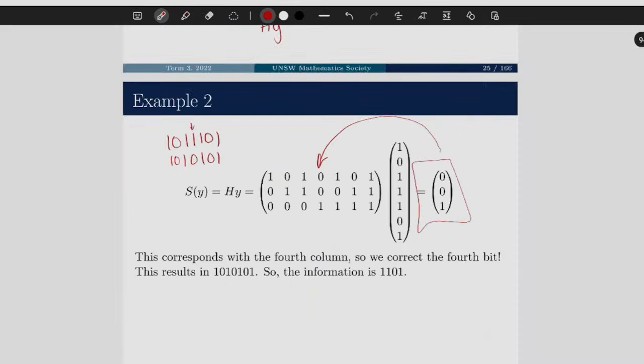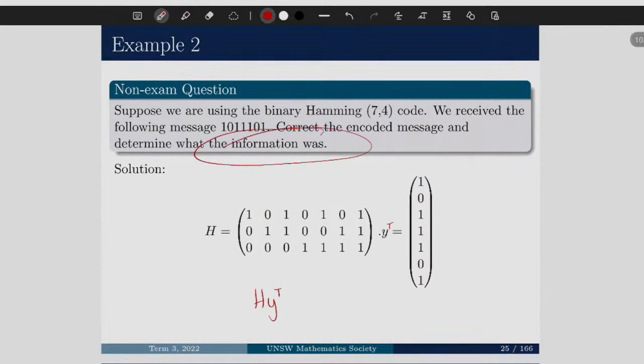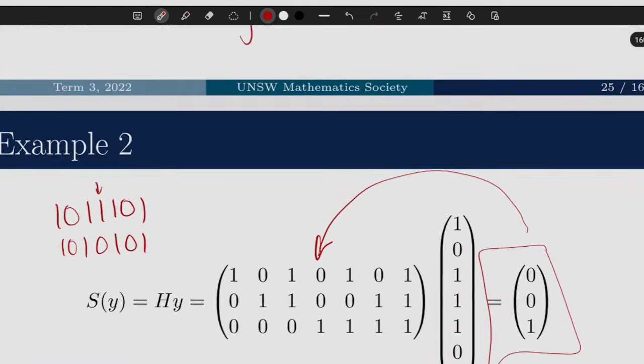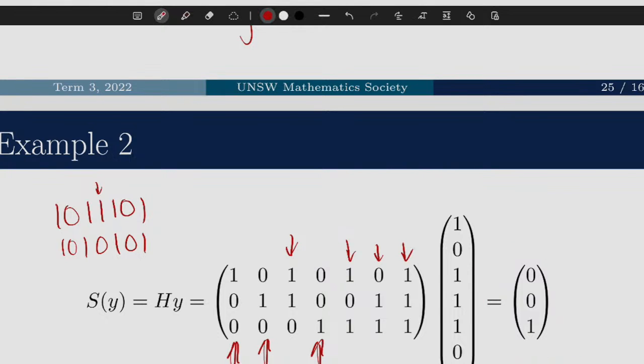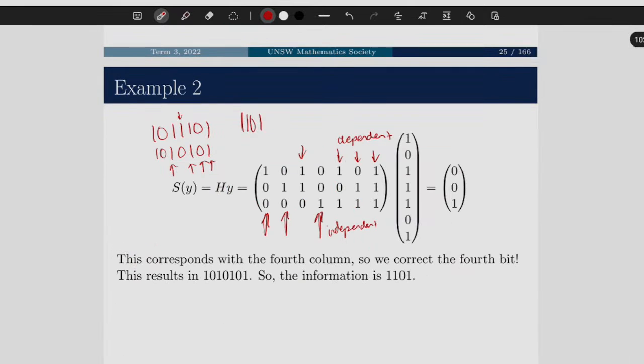And the final part of the question is to determine what the information is, right? I'm trying to do this without looking at the answers, but you can see these 3 columns here are our independent columns. And these up here are our dependent columns. And our information, if you remember correctly, is in our dependent columns. So I'm looking at the 3rd bit and then the last 3 bits. And that's going to end up with us having 1, 1, 0, 1. And that would be our final answer there.